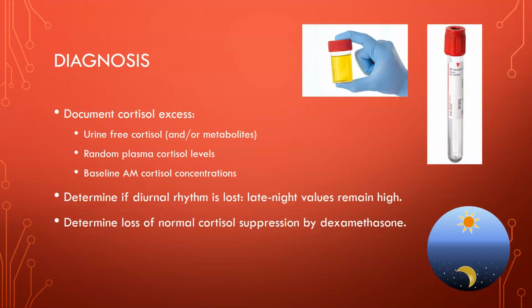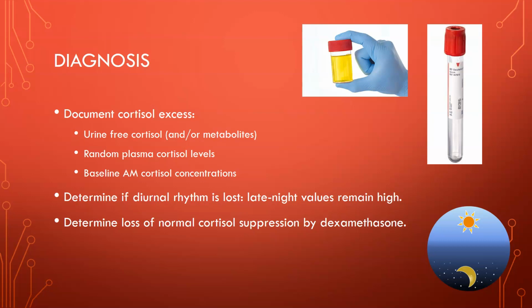So for diagnosis, you need to document cortisol excess. For that, you can do a urine-free cortisol and or metabolites. There's also a way to do salivary cortisol, by the way. And you can do random plasma cortisol levels, but you need to note the time of when it's drawn, or you can also do baseline morning cortisol concentration.